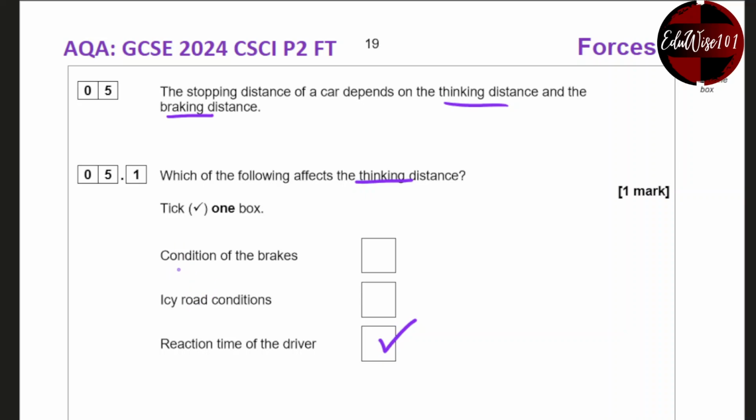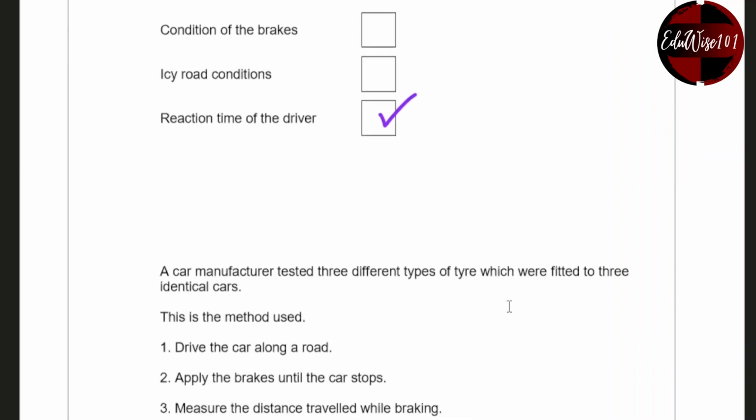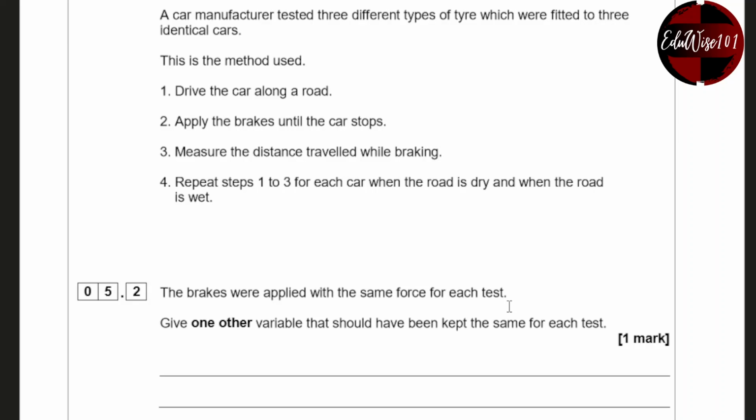These 2 conditions, the brakes and icy road conditions, affect the braking distance. A car manufacturer tested 3 different types of tire which were fitted to 3 identical cars. This is the method used. Drive the car along the road, apply the brakes until the car stops, measure the distance traveled while braking, repeat steps 1 to 3 for each car when the road is dry and when the road is wet. So, you're comparing a dry road to a wet road.